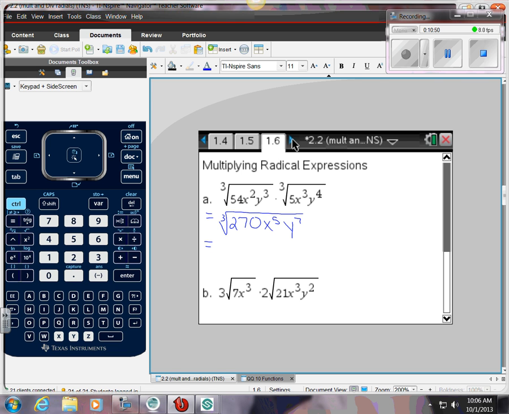Okay. So how are you going to break down 270? Cube root of 27 and cube root of 10. Great.